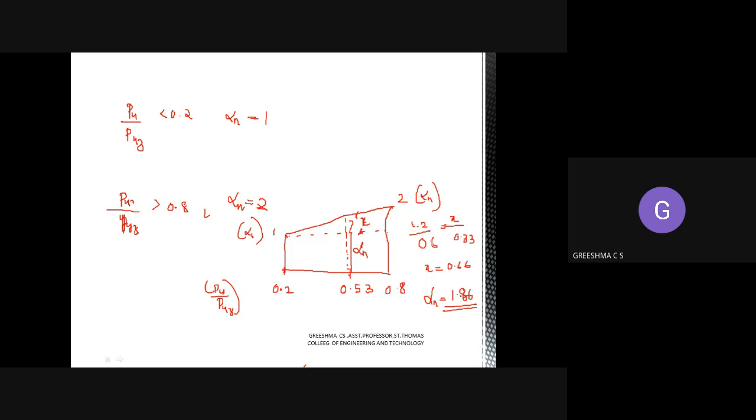Now, can we substitute? Are you confused? Just please respond. I'm not understanding what your reaction is. Okay, shall we proceed? For alpha n value, from this interpolation, we got the alpha n value as 1.86. Now, proceed.